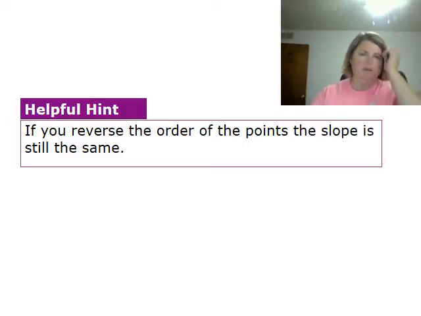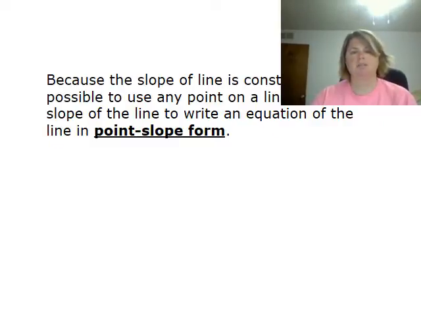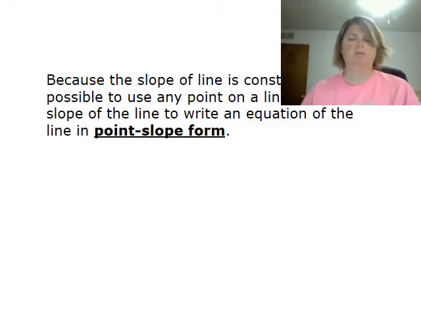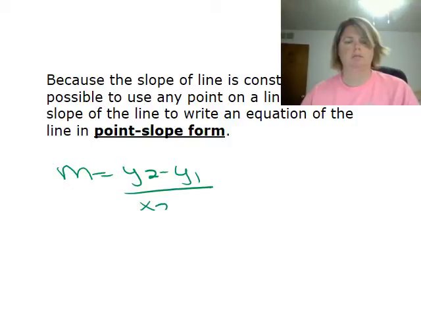So next, the helpful hint: if you reverse the order of the points when finding the slope, it is still the same. Because the slope of the line is constant, it is possible to use a point on a line and the slope of the line to write an equation in point slope form. Point slope form is derived from the equation of slope. So this is slope.